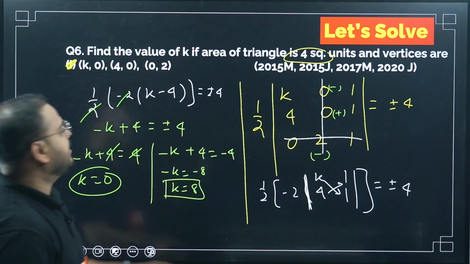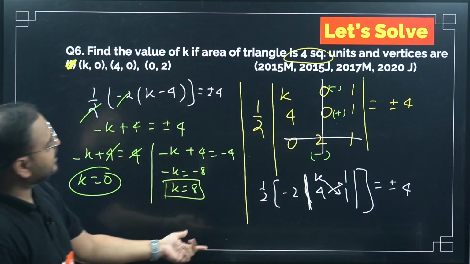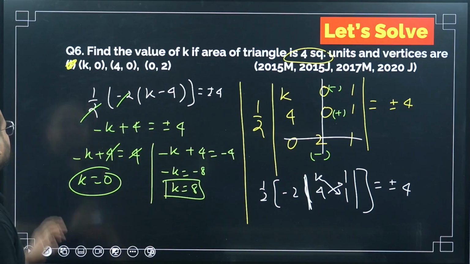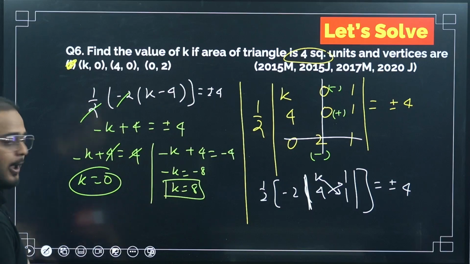Simple enough. They have said area of triangle is 4 square units. We have taken both the conditions, and from there we have solved our answer as 0 and 8. Very simple. This is the question, this is the answer. Please have a look. I hope this is visible.